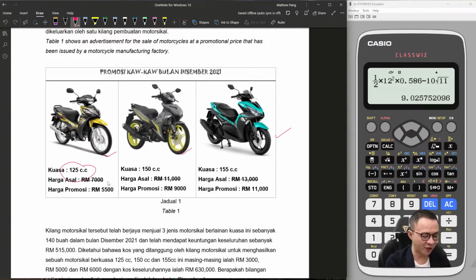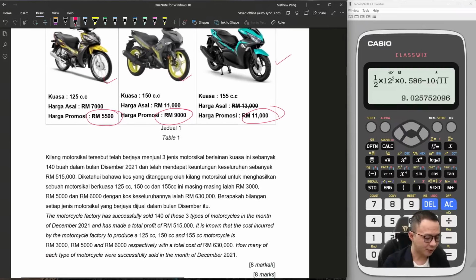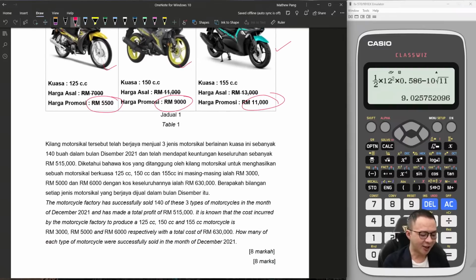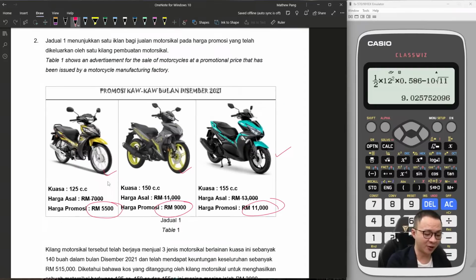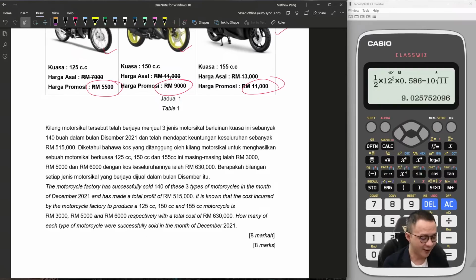So for this one, the 125cc one, they're selling at 5,500. Yeah, the original price is 7,000 lah, but it doesn't matter lah. So this price is what we want to carry right now lah. Basically, they have the promotion for each of the motorcycle. Okay, then the motorcycle factory has successfully sold 140 of these three types of motorcycle in the month of December 2021. You can see on the top they actually also say it's promotion for December 2021. So I believe it's the same flyer.